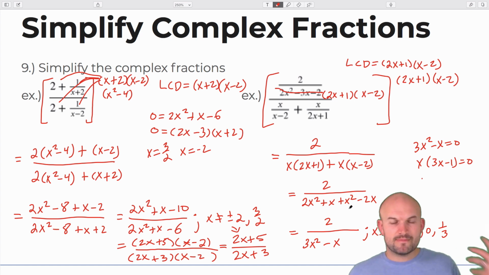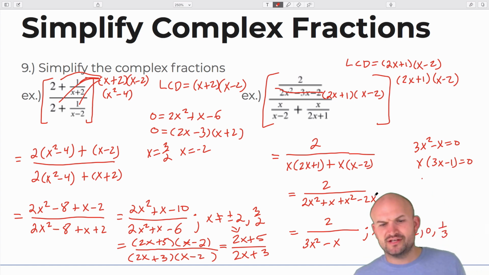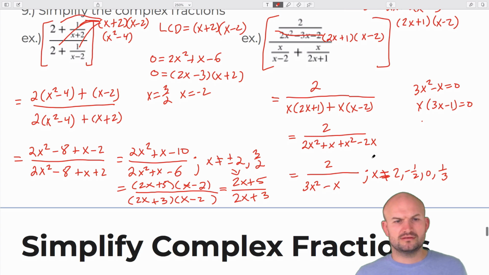And then again, I did do excluded values over here. Oh, well, I didn't really mean to do excluded values. But you can see here the excluded values are the original denominators, which is 2 and negative 1/2. They also include, but again, now once you get to your simplified answer, you also see that the excluded values are going to now include, I factor out an x, 0 and a positive 1/3.